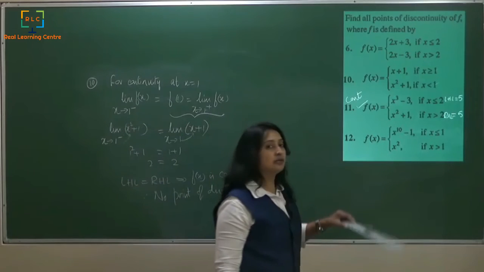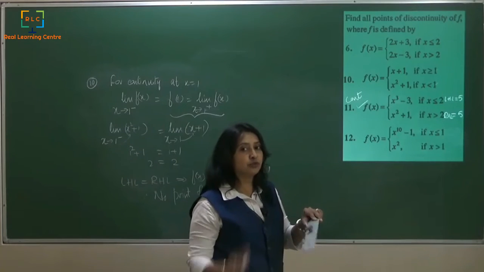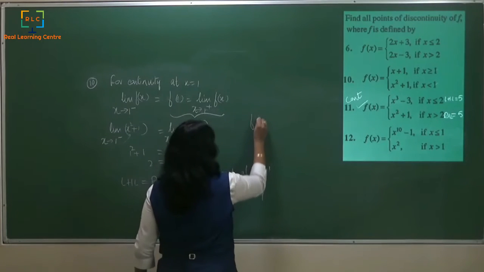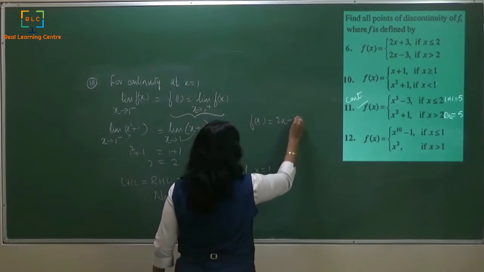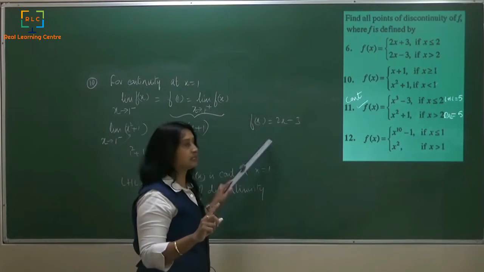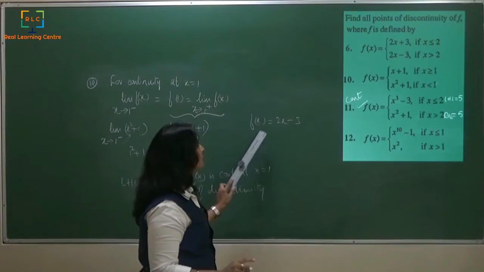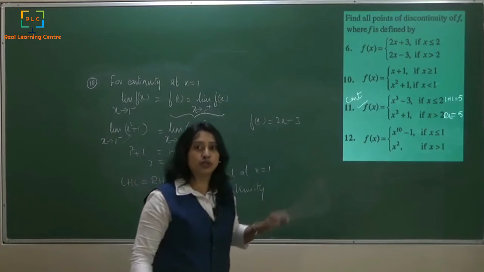So here I hope I am not confusing you. I will tell you once again. Suppose you have f of x is equal to 2x minus 3, only one function we are discussing. This particular function will be continuous at all the points.